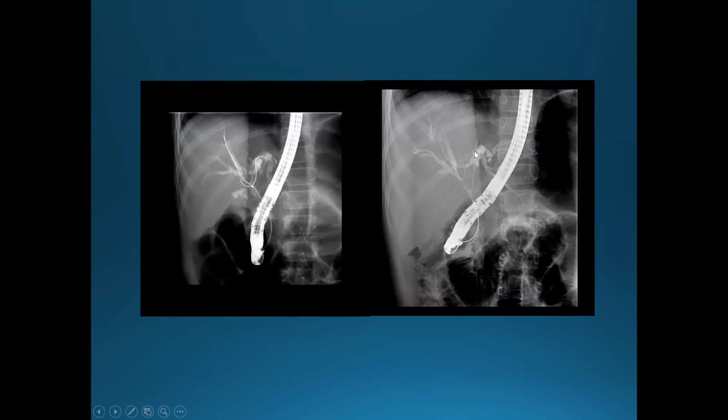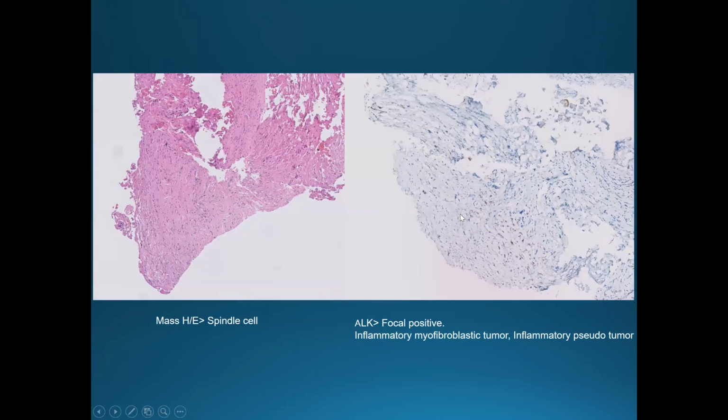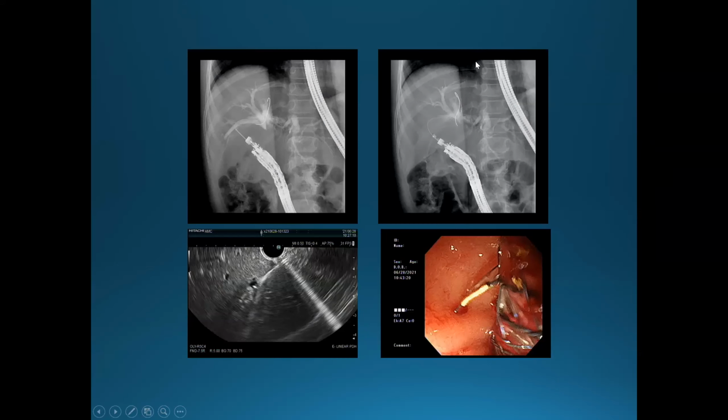Some doctors may recommend PTBD, but the patient is only 10 years old, and female. So I recommended hepatico-duodenostomy under general anesthesia. The biopsy is compatible with myofibroblastic tumor. I performed the hepatico-duodenostomy like this one.